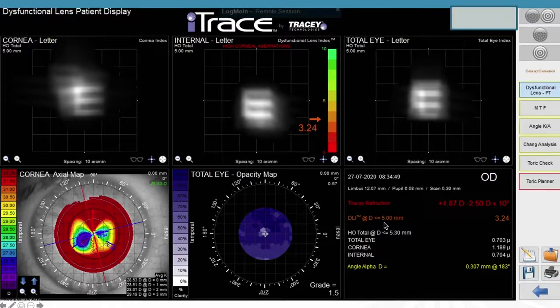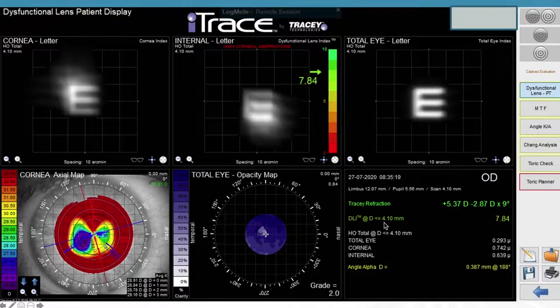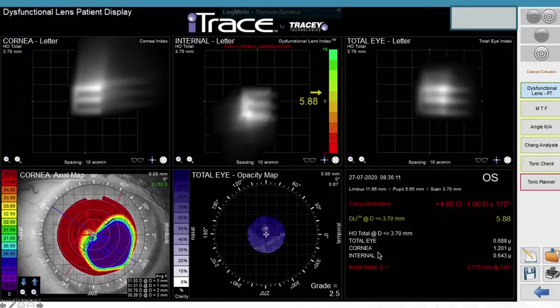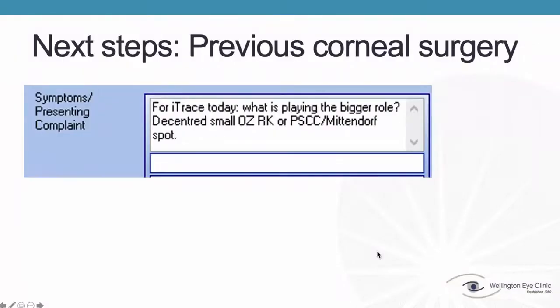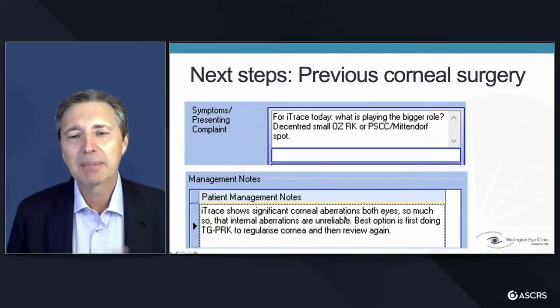And now I'm going to put up 4 images of the right eye, and every single time we see the same issue. So this is validated data. It's really telling us what the issue is. And on the left eye, the same thing. Look at these huge aberrations coming from the cornea, and it's repeated on multiple scans. So I can now with confidence tell this patient, and they've seen this themselves, that the cornea is currently playing a much bigger role than the early cataracts.